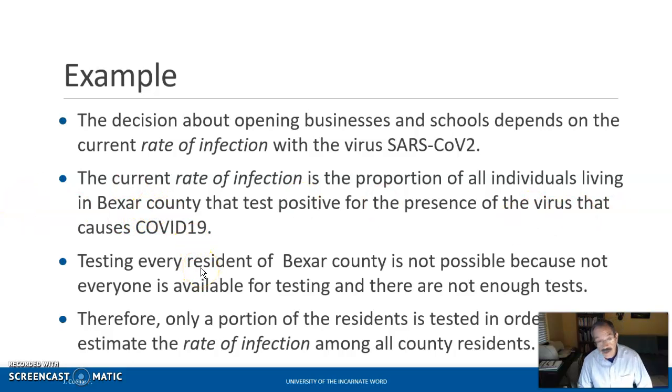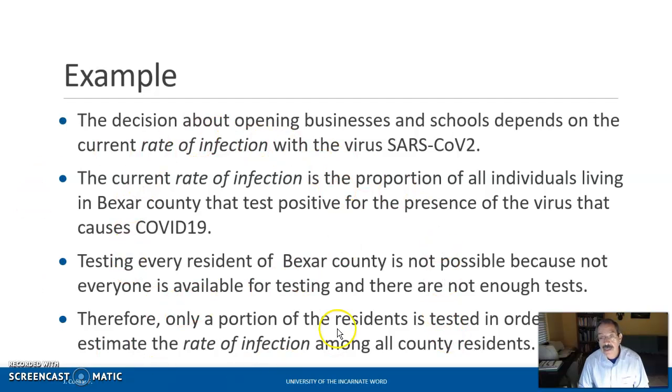Now, I think it's clear to you that testing every resident of the county is not possible, because not everyone is available for one thing, and there are not enough tests to test everyone. So, because of these restrictions, what the county is doing is testing only a proportion of those residents to estimate the actual rate of infection among all county residents.